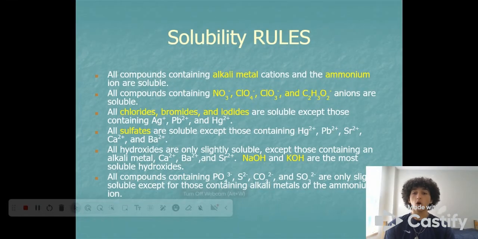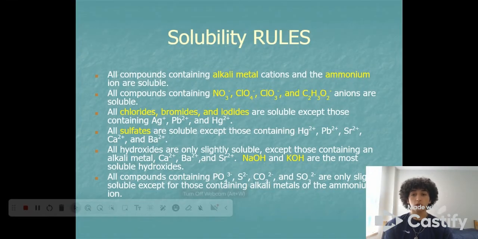Rule 5. All hydroxides are slightly soluble or insoluble except those containing alkali metals and the group including Ca2+, Ba2+, and Sr2+. NaOH and KOH are the most soluble hydroxides. Fe(OH)3 and Cu(OH)2, those precipitate.